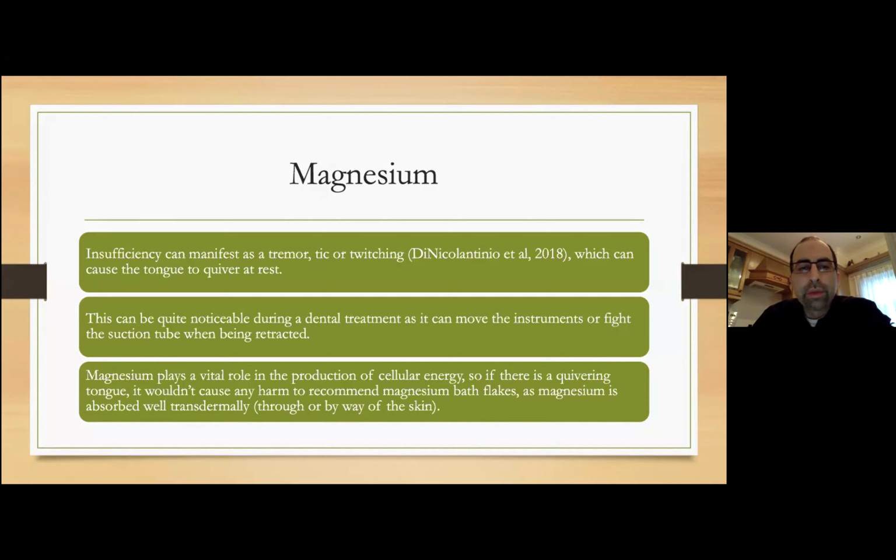So if there's quivering of the tongue, it wouldn't cause any harm to recommend magnesium bath flakes, as magnesium is actually absorbed well through the skin. Magnesium is absorbed transdermally, which means it can be absorbed through or by way of the skin. So there's no harm in recommending a magnesium bath flake, just giving that option to our patient as something they can try if, for example, their tongue is quivering much.